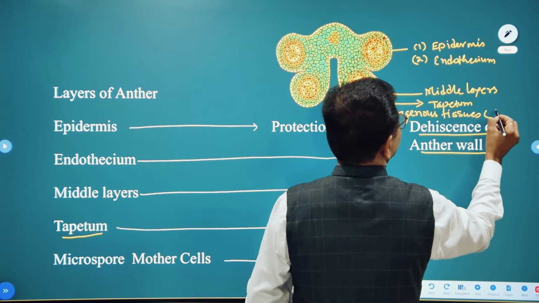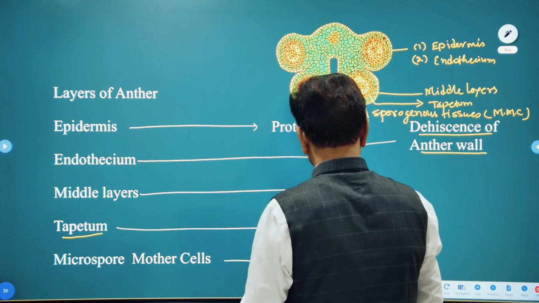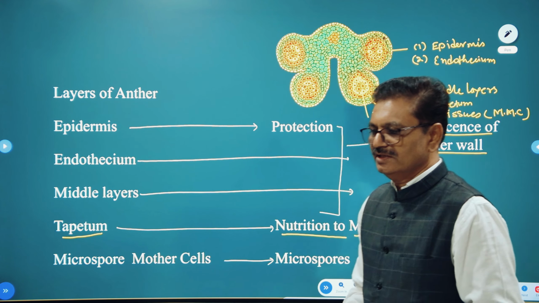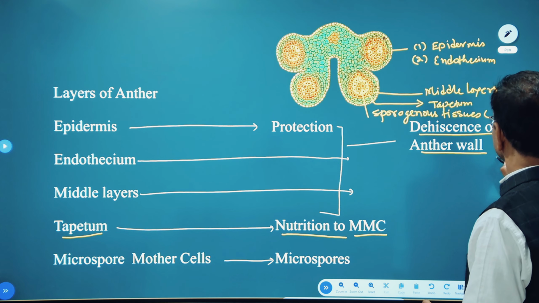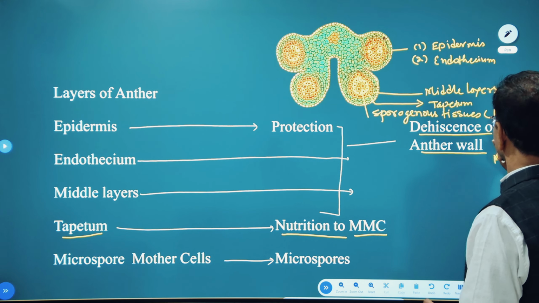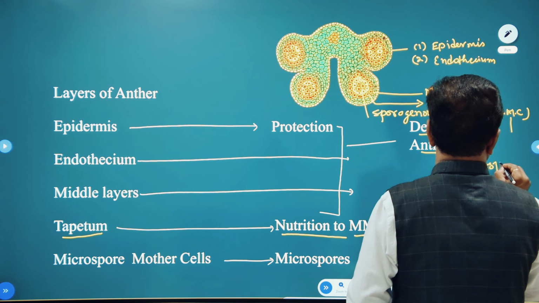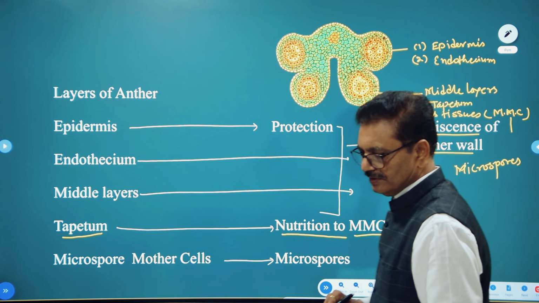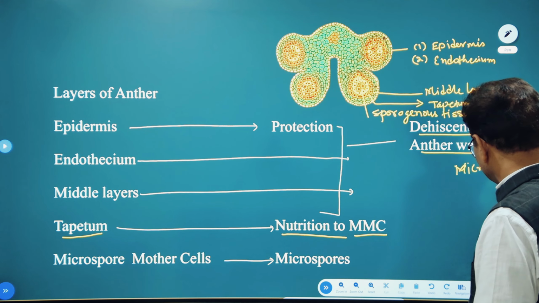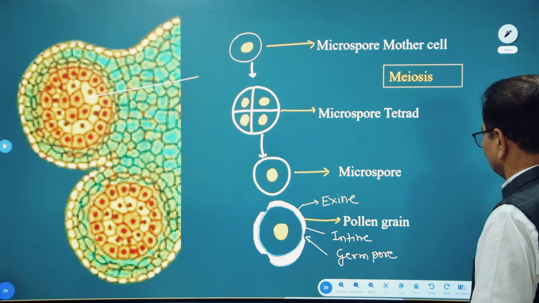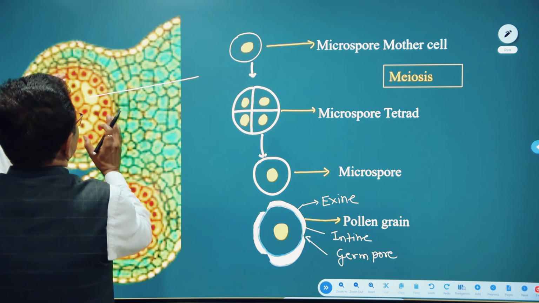And this will later on give rise to microspore mother cells. They form microspore mother cells, and this microspore mother cell divides by meiotic cell division and forms microspores. What do they produce? They produce microspores. Microspores, correct? So this is the structure of the anther when you take a transverse section and observe it under the microscope. So this is a part of the anther.